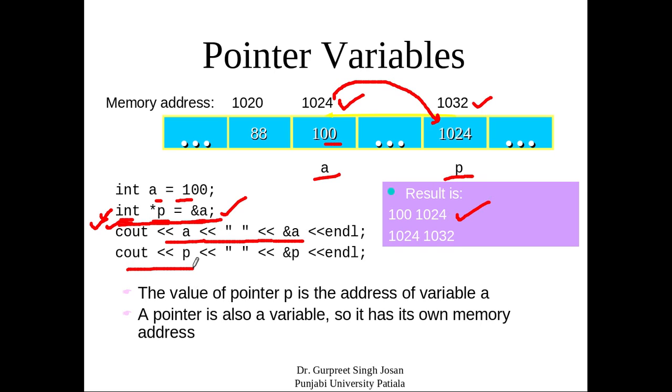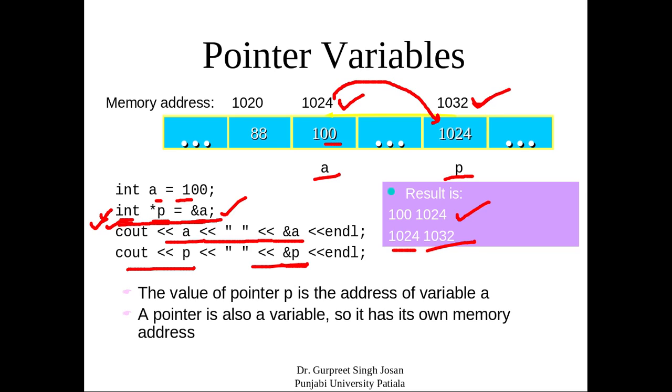But if I print the value of p and &p, p means the content of p, so I am printing the content of p, which is basically 1024, and &p means the address of that particular location, that means 1032. So as you can see, as we handle a normal variable, in a similar way we can handle the pointer variable. When you print the pointer, it will print the address that it contains, but when you print the variable, it will print the value of that variable. In case of a pointer, the value is basically an address and the address will be printed.